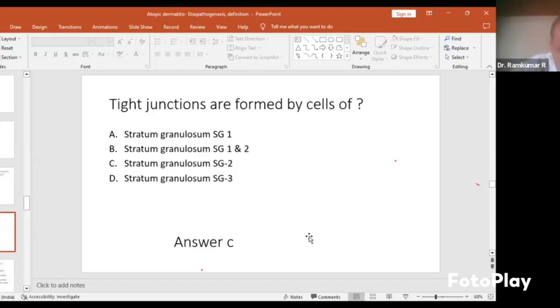I think SG2, I have shown you the diagram, the apical surface and lateral surface of SG2. So it is formed by SG2. There are 3 layers. So SG2.